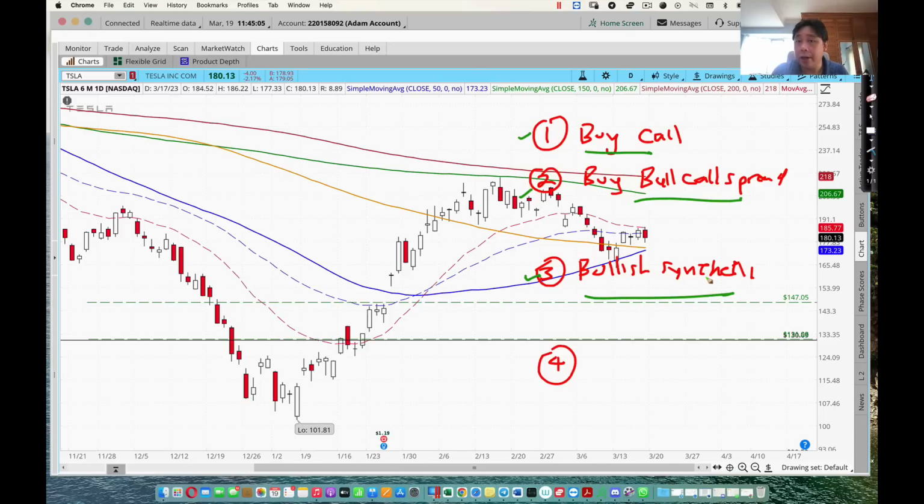So again, a bullish synthetic is equivalent to buying 100 shares of stock, the same profit and loss, but it's a zero cost. In other words, you don't pay for any kind of premium. There's no time value decay, right? So those were the first three methods.